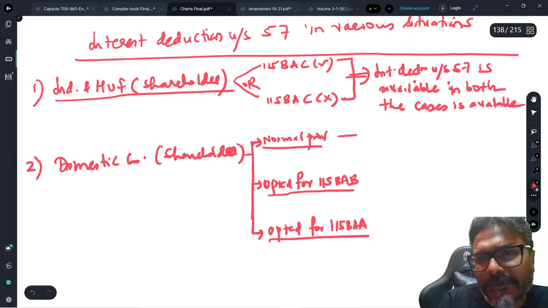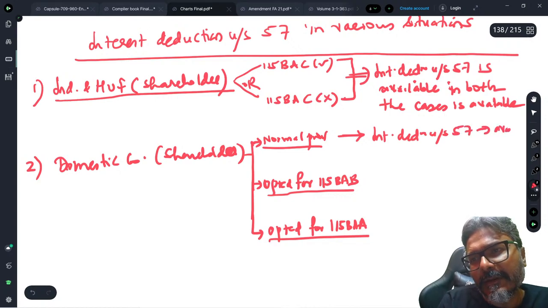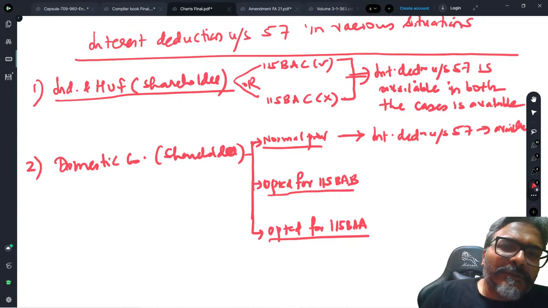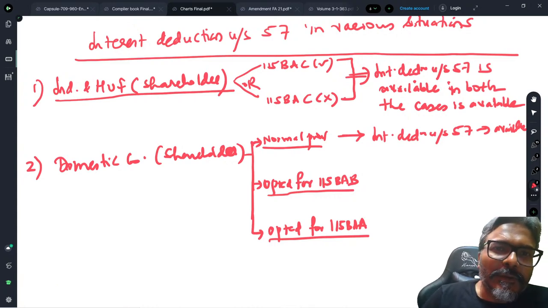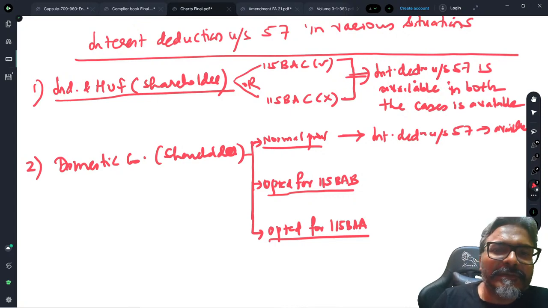So, if it is a normal provision, whether interest deduction under section 57 is available: interest deduction under section 57 is available. So if the domestic company is a shareholder which has taken the loan and has opted for the normal provision, then the interest deduction under 57 is available.